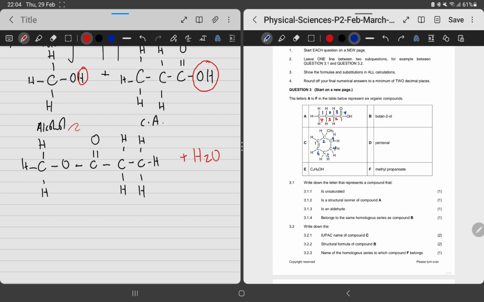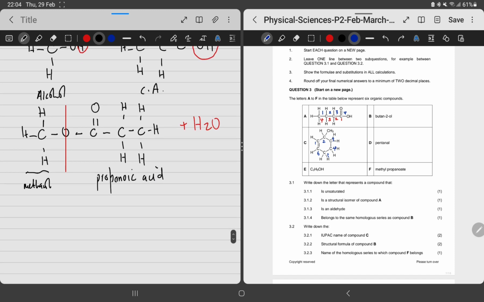So when you name this, you just cut through that oxygen, and the first part will give you the name of the alcohol, which is methanol, right? And the second part will give you the name of the carboxylic acid, which is going to be propanoic acid. So when you name this as an ester, you just say methyl, and then that is going to be propanoate. That's it. Okay.